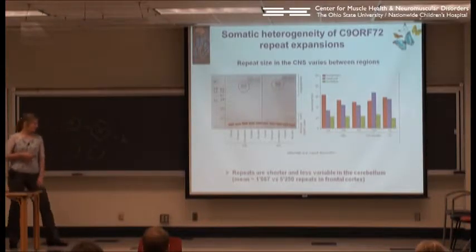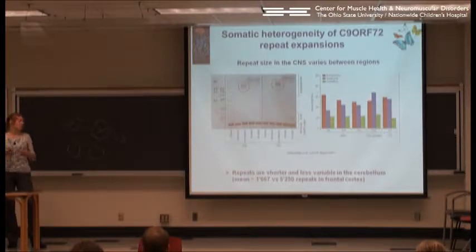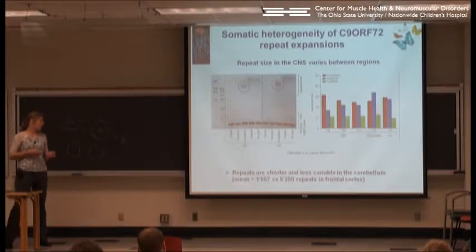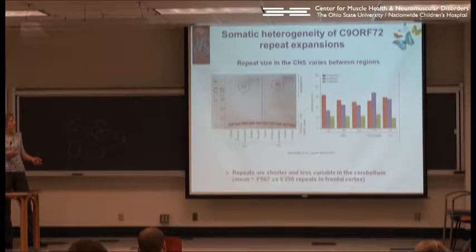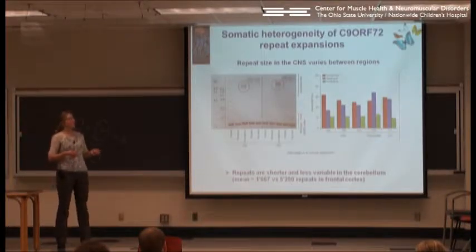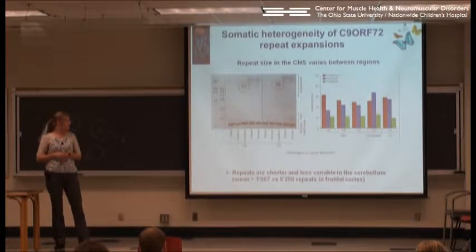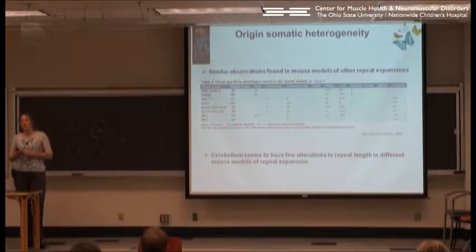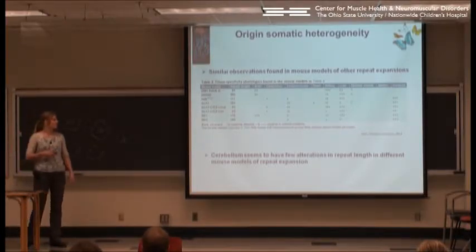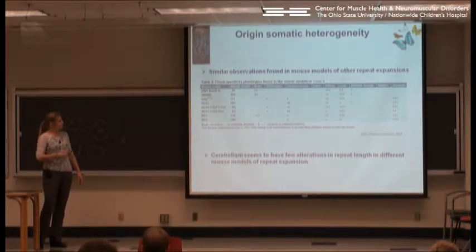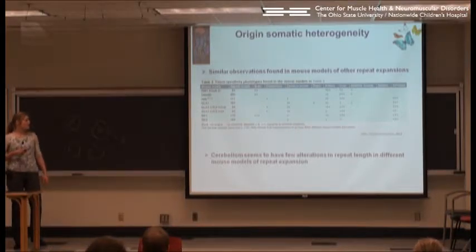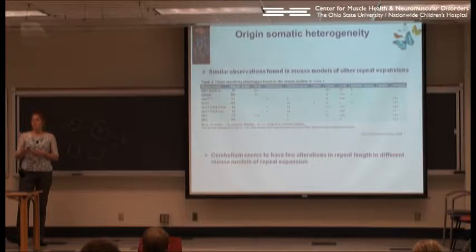And it seems that in the cerebellum, the repeat size is less variable compared to other regions of the brain, with about 1,600 repeats on average, versus 5,250 repeats in the frontal cortex for these patients that were participating in that study. And similar observations were found in mouse models of other repeat expansions, so that's not something that has not been seen before. For example, in this study here, the cerebellum had less repeat expansions compared to other regions of the brain. So it seems to be a bit more stable compared to the frontal cortex.